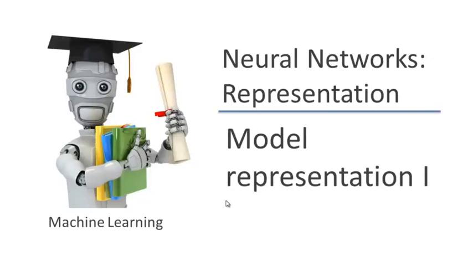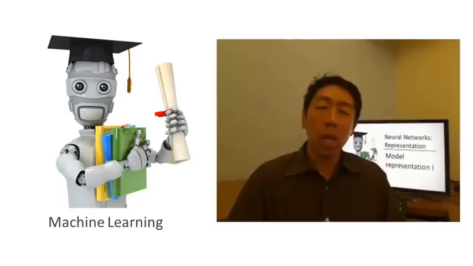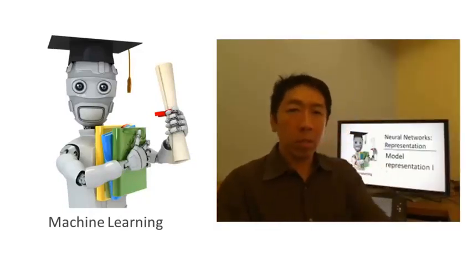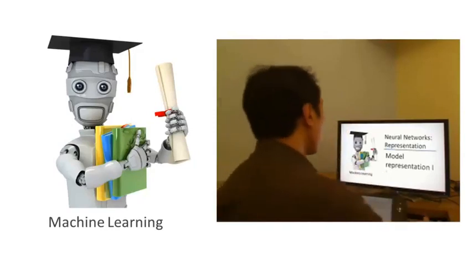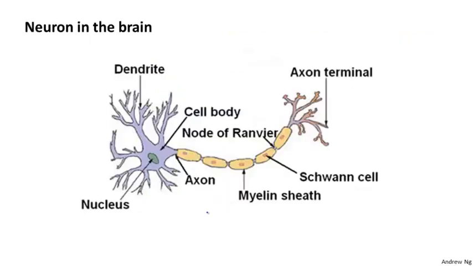In this video, I want to start telling you about how we represent neural networks. In other words, how we represent our hypothesis or how we represent our model when using neural networks. Neural networks were developed as simulating neurons or networks of neurons in the brain. So to explain the hypothesis representation, let's start by looking at what a single neuron in the brain looks like.